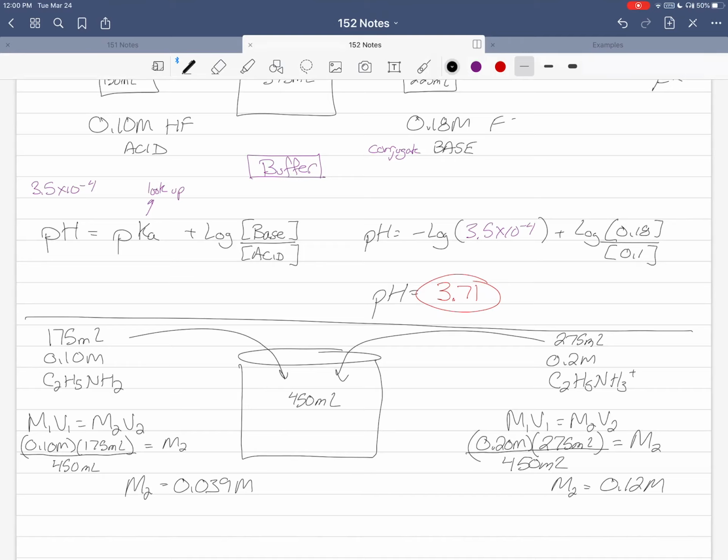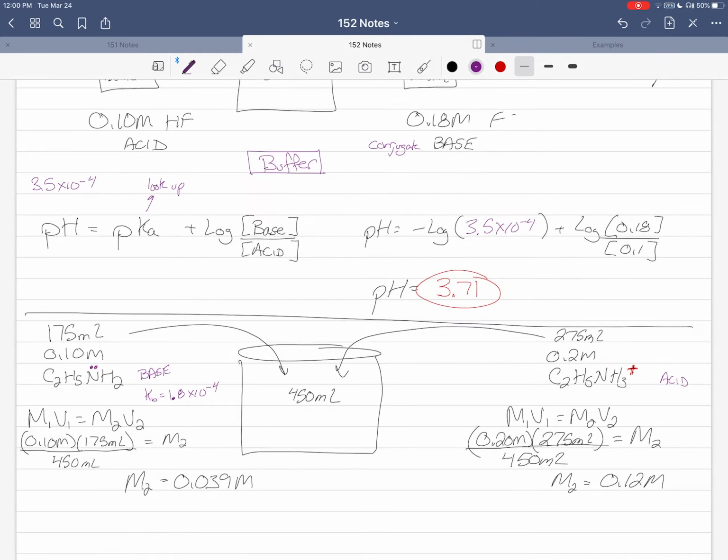Now, this is very important. This plus right here means we added an H plus to this species. So that means this is the acid. That means this C2H5NH2, that N has a lone pair, that's a base. That means we have to look up Kb. And Kb happens to be 1.8 times 10 to the minus 4, if we look that up.